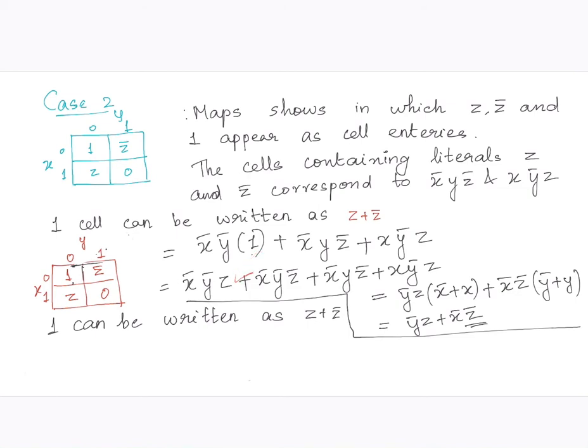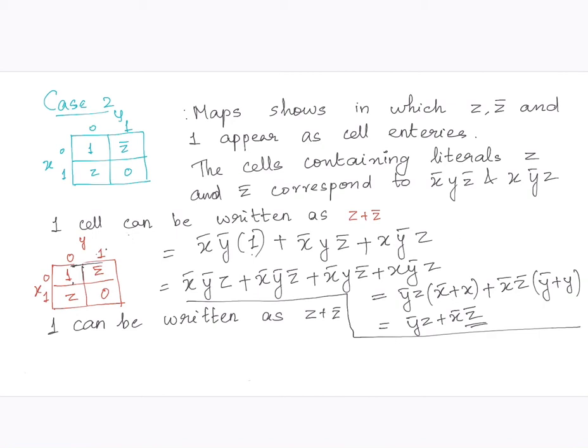So cross multiplying, we will get this equation. Here y bar z is common, so it can be taken outside. The equation becomes y bar z into x bar plus x, plus x bar z bar into y bar plus y. So the final equation will be y bar z plus x bar z bar, because this value is equal to 1 and this value is equal to 1.